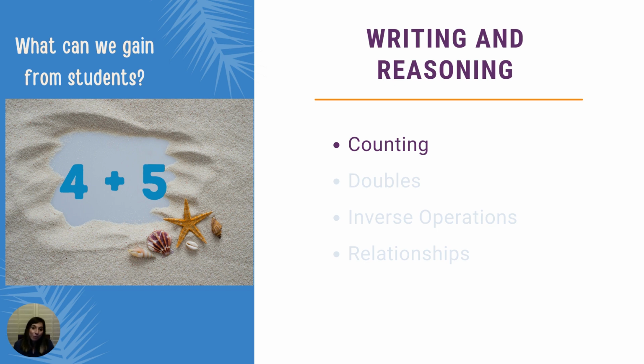Some students might write, say, or draw a picture to show how they counted to 4. Another student might decompose 4 to 2 and 2 and skip count from 5. Or a student might use a double, such as 4 plus 4. And some students may even use an inverse operation and relationships to show their understanding, such as take 1 away from 10 and that is 9, and I know that 5 and 5 is 10. All of these ideas highlight various strategies and levels of understanding.